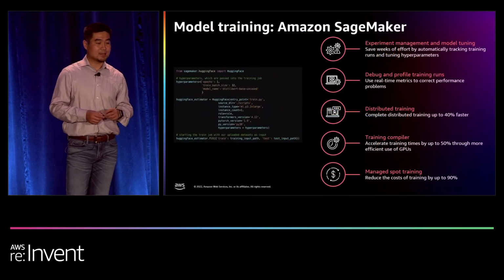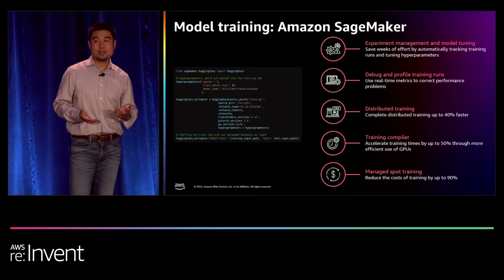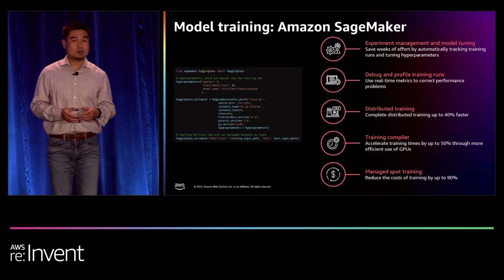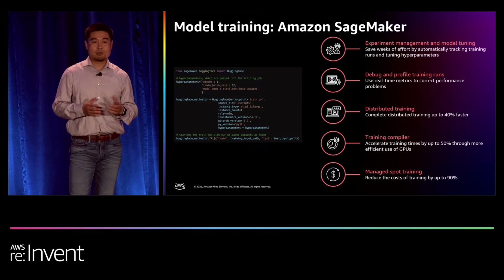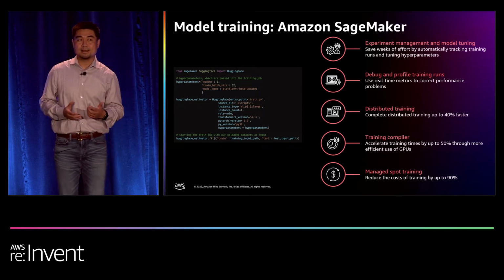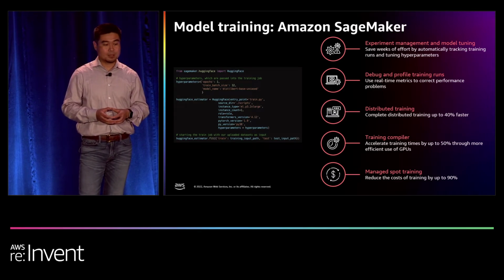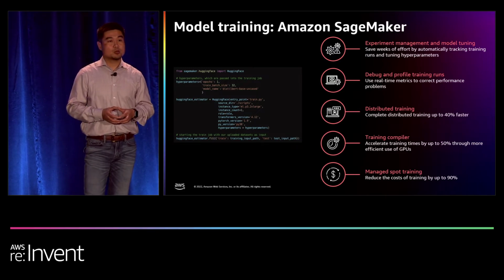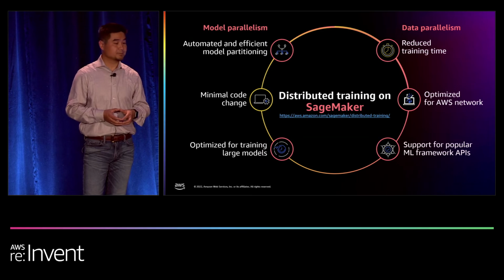Previous one. Yeah. And you can also speed up your training by using the training compiler. You can just turn on the option, and it will speed up the training by up to 50% through graph and kernel level optimizations. So it enables users to make more efficient use of the GPU. And last but not least, we also have Amazon SageMaker Managed Spot Training, which can save up to 90% of your cost. Next.